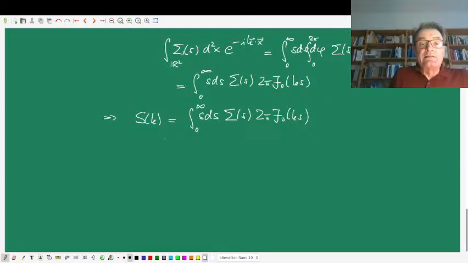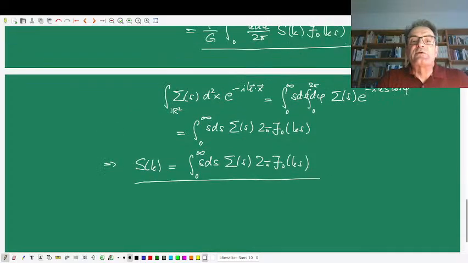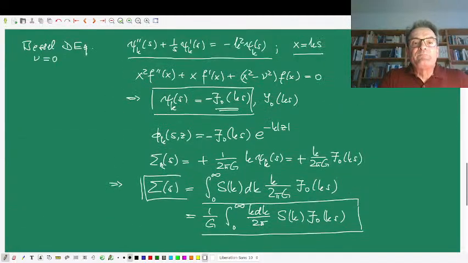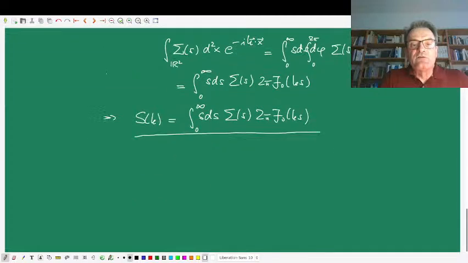So now I can Fourier decompose the surface density sigma of s. And I see that this is exactly the same relation as we have it above, just because this equation here with a double line shows me that the complete surface mass density is just the Fourier transform of the function S of k. All right, now we can reassemble things in order to get the complete disk potential.